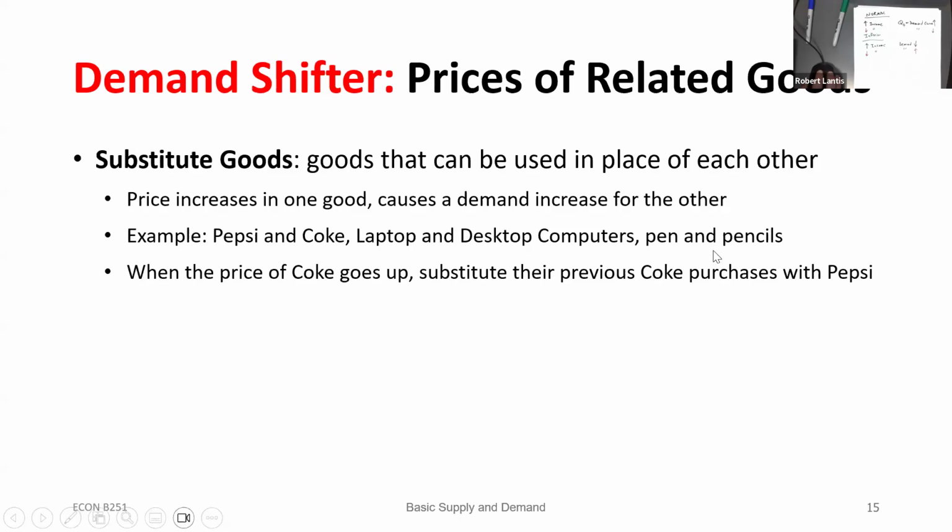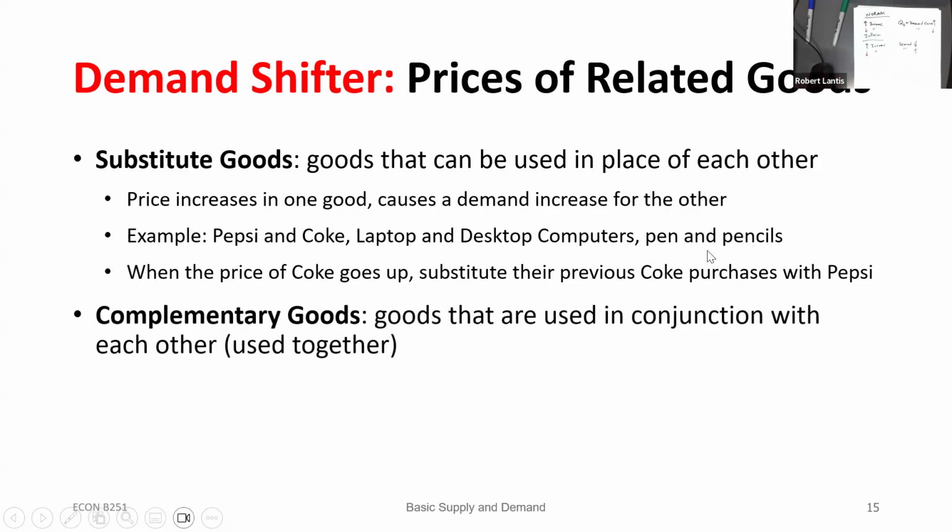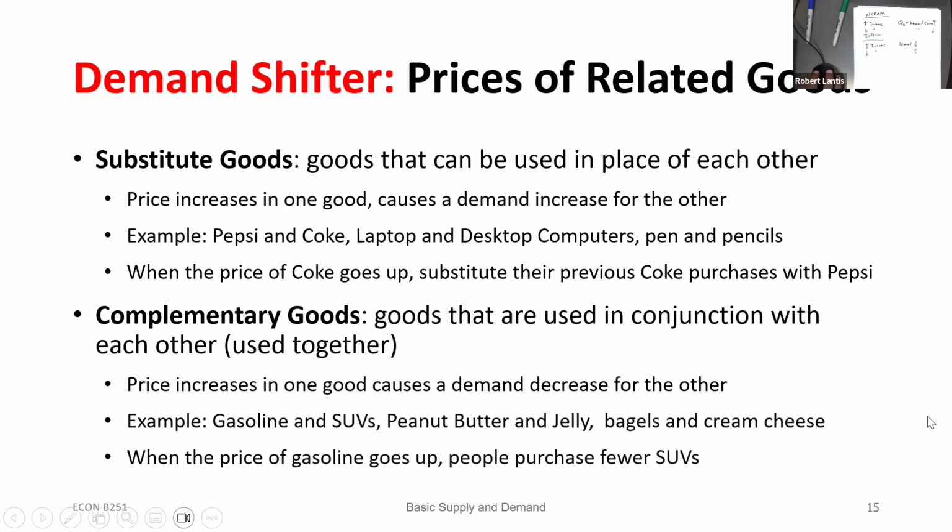And then the other type of goods we have, and I'll break this down in a second and give you some other examples as well, are complementary goods. These are goods that are used together. Some examples might be peanut butter and jelly, bagels and cream cheese, but people don't always consume those things together. So I think a really good example is gasoline and gas-powered vehicles.